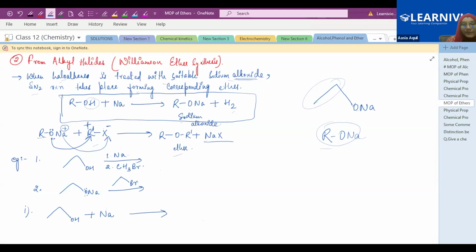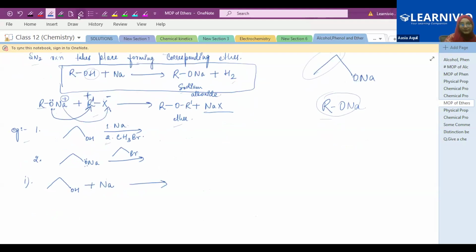Now suppose in your exam they don't give you the sodium alkoxide, they give some reaction like this. Say the first example, they just give you the alcohol, and in the first step they will give you sodium, because in the first step you are just treating this alcohol with sodium and it will form sodium alkoxide. After that, the sodium alkoxide will react with the second reagent, which is CH3Br, your alkyl halide. So it's a simple reaction. Just do that quickly. The mechanism is very simple.